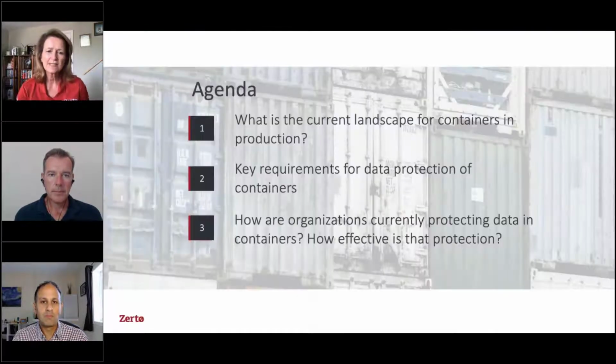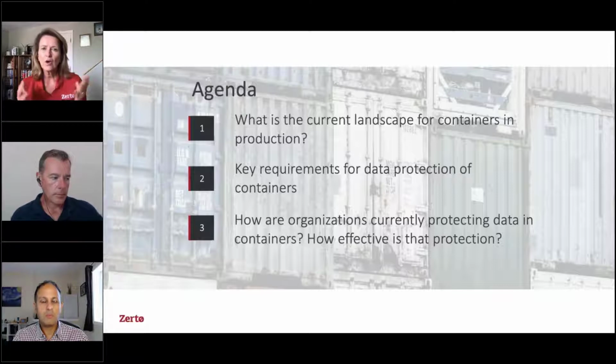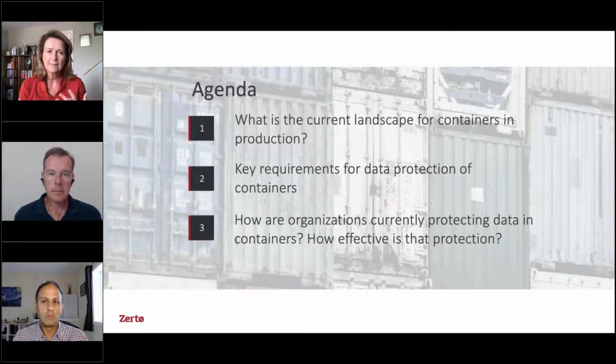Excellent. So what we're going to be doing today is we're going to be talking about, as we said, data protection for containers. And so we wanted to break this up into three key areas and talk about, first, what is the current landscape for containers in production? Second, take a look at some of the key requirements for data protection of containers. And then, how are organizations currently protecting the data in containers and how effective that is today?